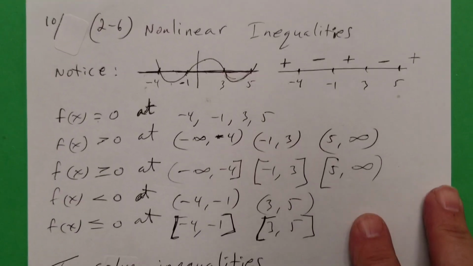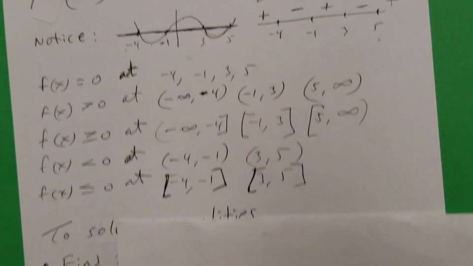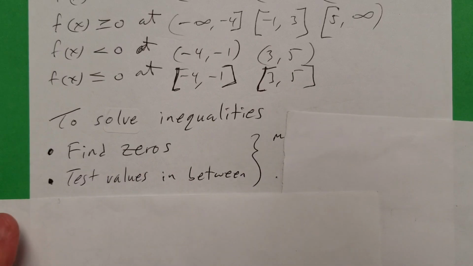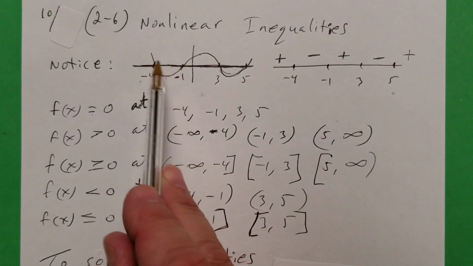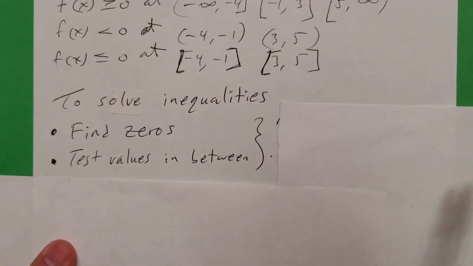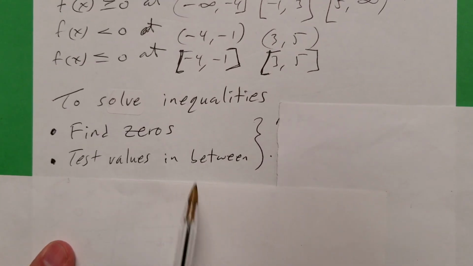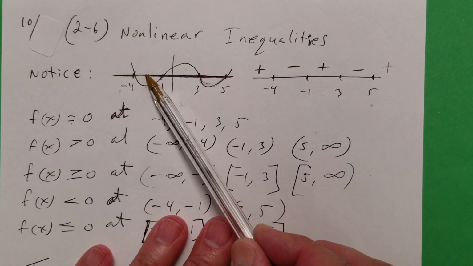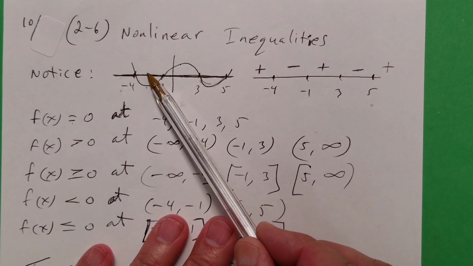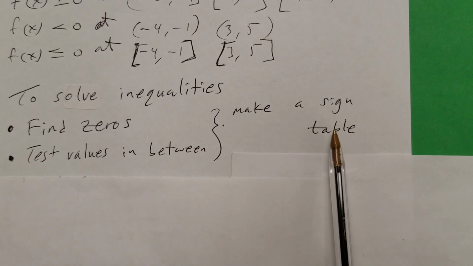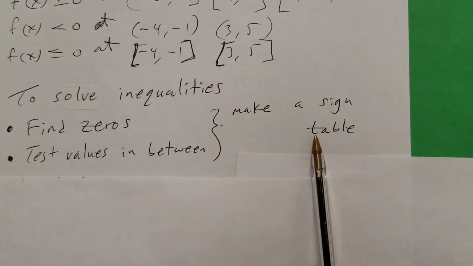So to solve inequalities, this is how you do it. First, find the zeros, right? Find the zeros, because that's when it's going to switch to up or down. So you need to know where these points are. Those are the zeros. Then you test values in between, right? So take a value in between there and test it. If you get a positive answer, then you're up here. If you get a negative answer, then you're down here. Okay? And we can make a sign table, just like the one I had up there. Make a sign table to keep track of this.